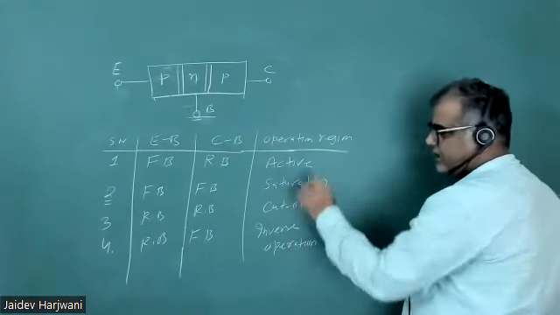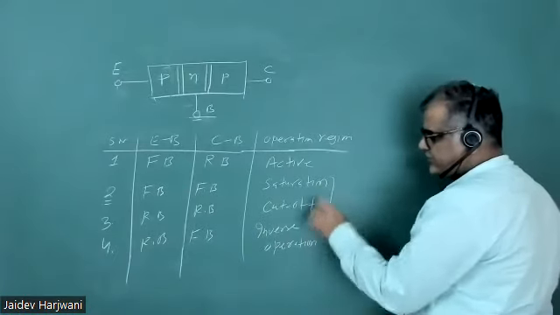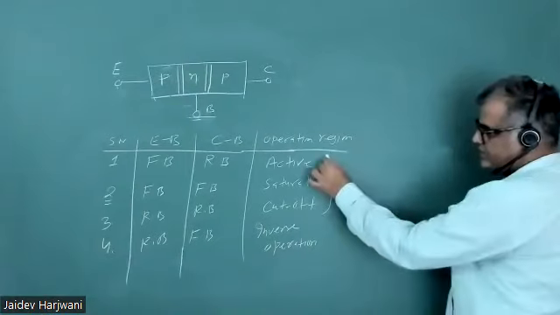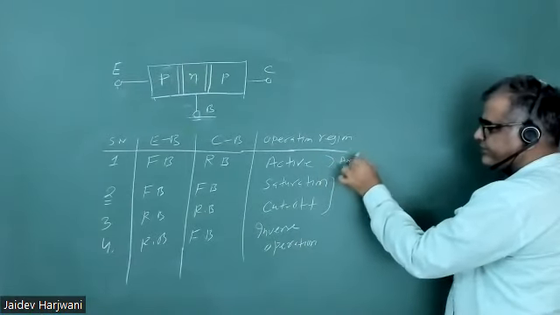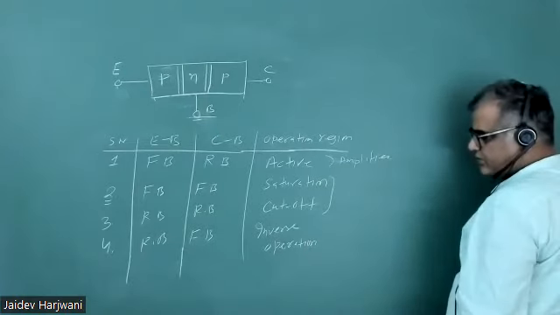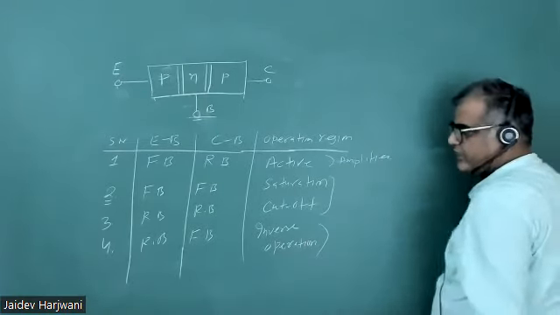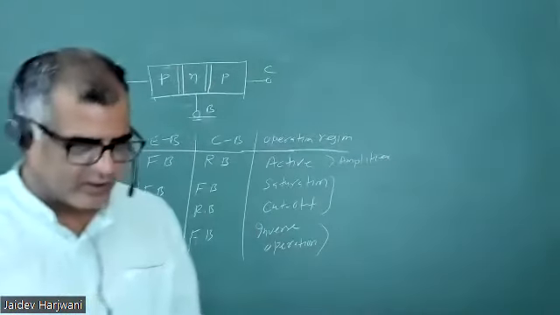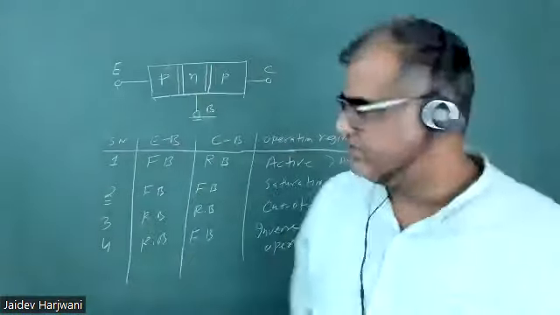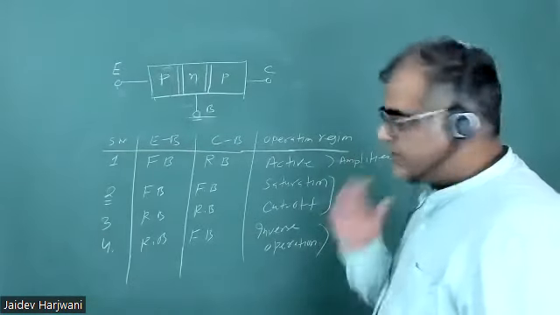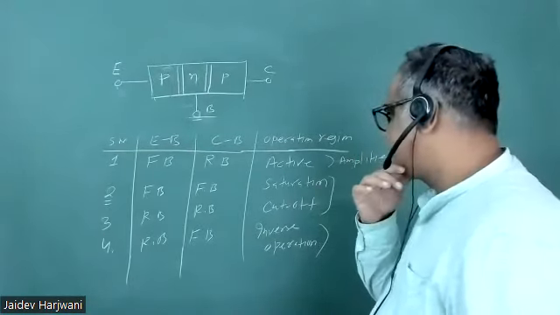The active biasing is used in an amplifier, and the saturation and cutoff are used when the transistor works as a switch. So this is for amplifier, this is for switch, and this we rarely use. Now let us understand what forward bias and reverse bias mean and how they affect the device, how the device characteristics come about.